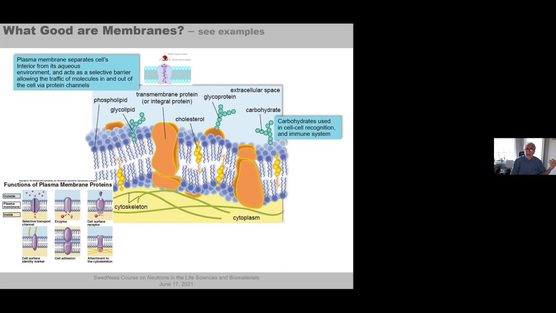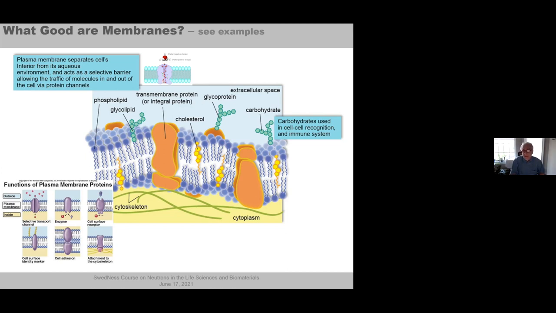So membranes, what are they good for? Well, of course, many of you may know that membranes form barriers, and they're selective barriers. They don't let everything in and they don't let everything out. They choose what they allow. And of course, if you destroy them, then they'll let everything in and let everything out, and then they no longer function and the cell dies. So you've got that situation.